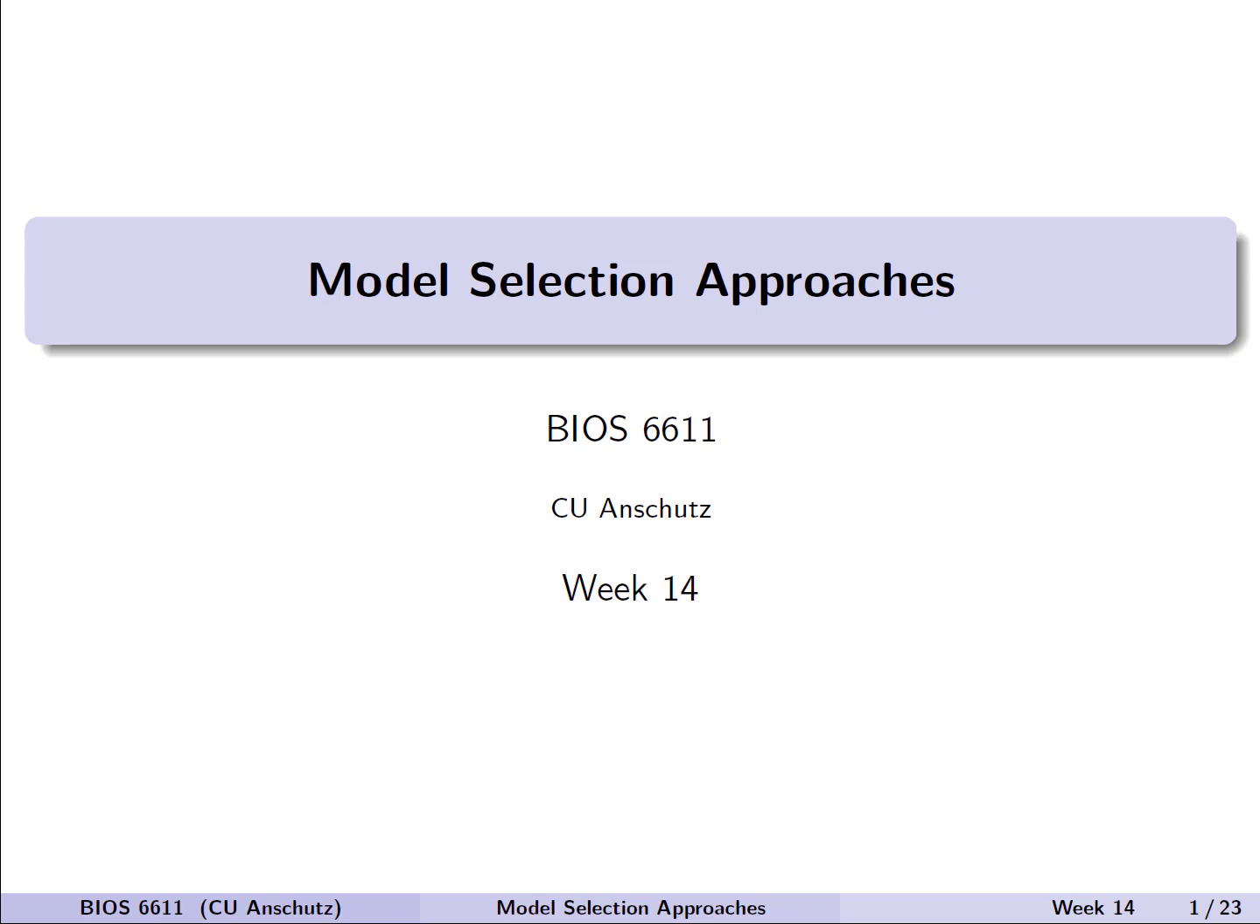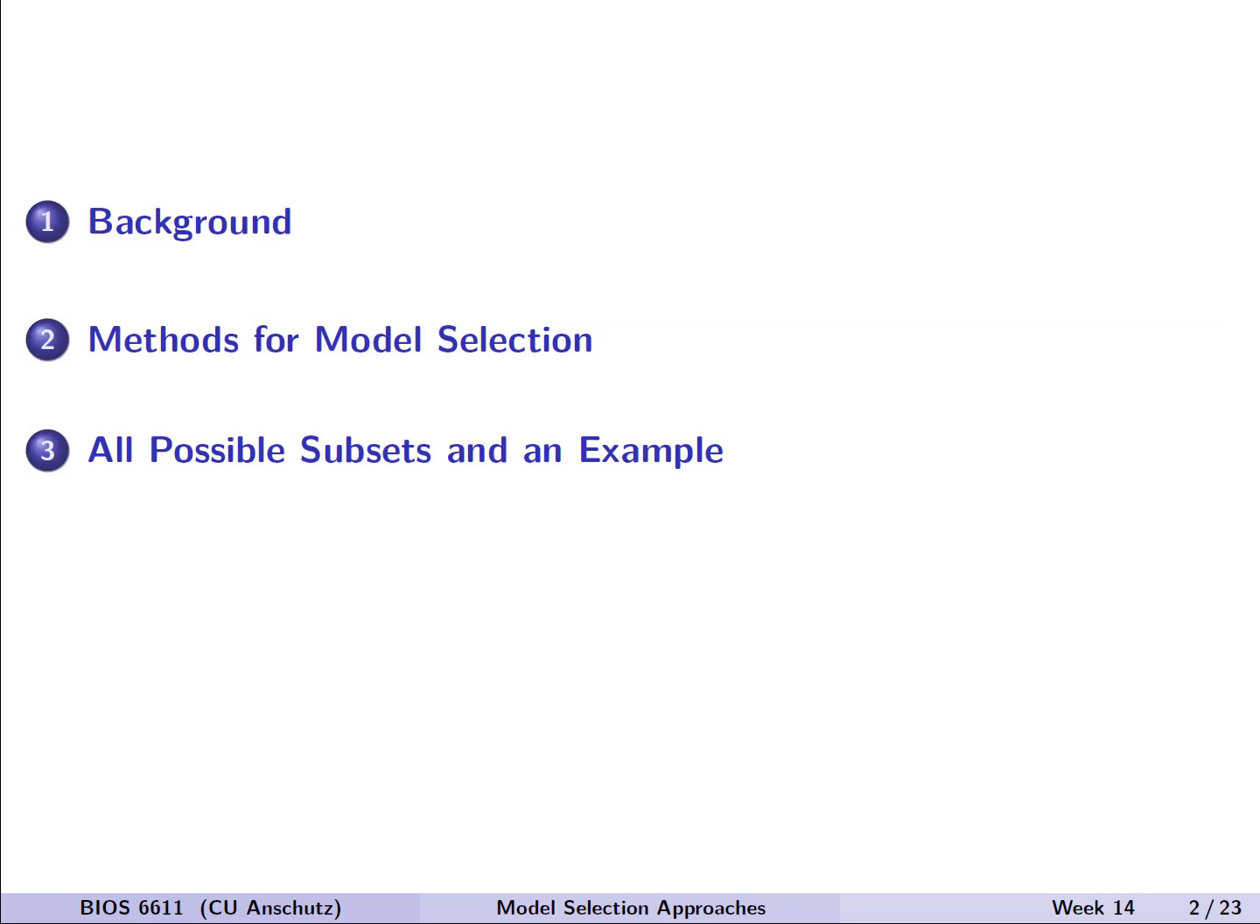Greetings, Bio 6611. In this lecture, we're going to discuss model selection approaches, or ways of identifying the optimal or best model for a given data set and the information we have. We'll start with a little background and review of some different study designs, discuss a variety of methods, some of which will be familiar to us for model selection approaches, and show an example with what we call an all possible subsets approach.